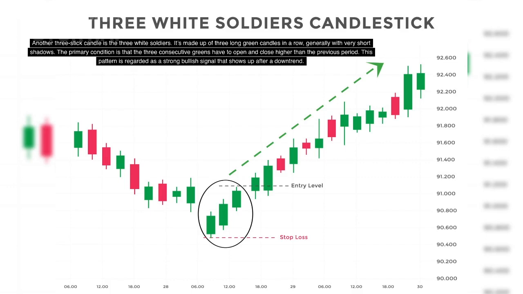Another three-stick candle pattern is the three white soldiers. It's made up of three long green candles in a row, generally with very short shadows. The primary condition is that the three consecutive greens have to open and close higher than the previous period. This pattern is regarded as a strong bullish signal that shows up after a downtrend.